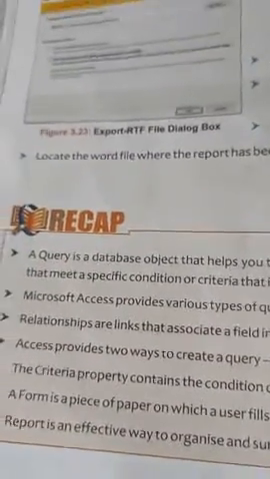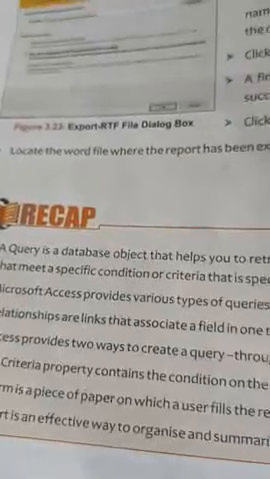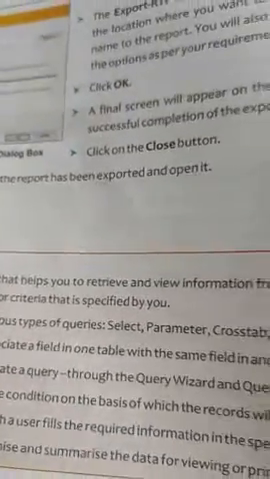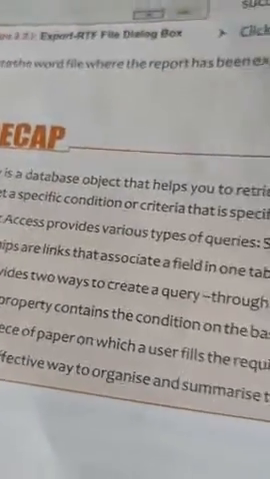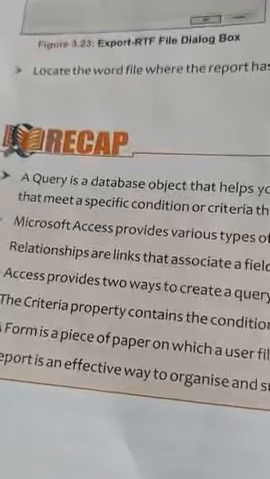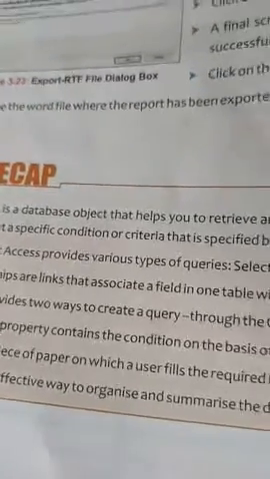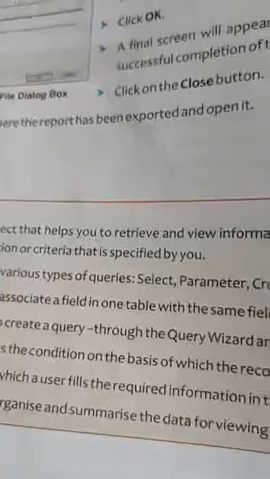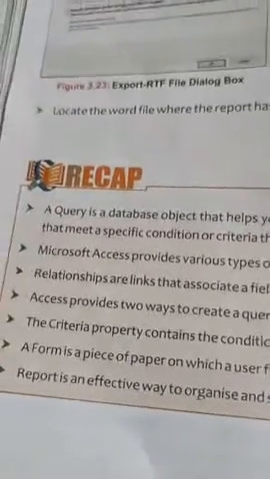Finally, a recap. A query is a database object that helps you to retrieve and view information from one or more database tables that meet a specific condition or criteria specified by you. And Microsoft Access provides various types of queries: select, parameter, crosstab, action, and SQL queries.